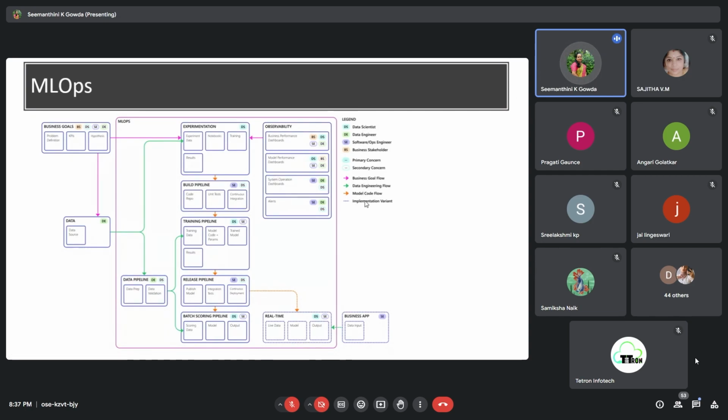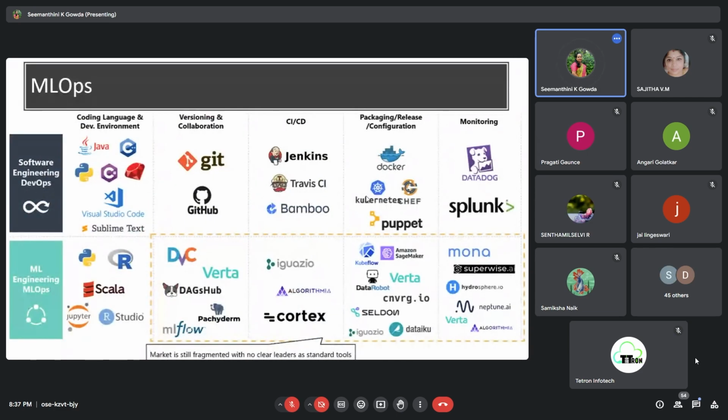Either as a data scientist, or as a data engineer, or as business stakeholders, or with respect to implementation, for each and every operation we use the concepts of MLOps. And also these are some of the software engineering developments as well as the MLOps tools that we have seen in recent days.